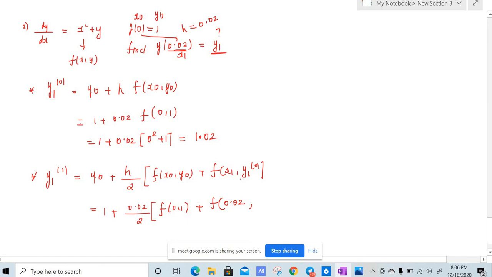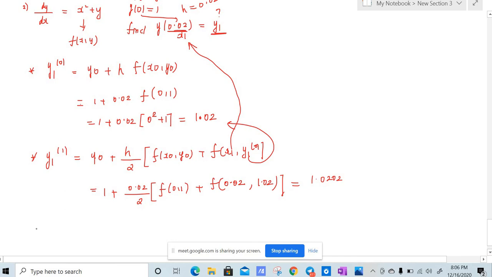0.02 comma y1 of 0 is 1.02, right? So this is the value here, and this x1 is the value we need to find. So again you can use a calculator. So this value will be 1.0202, right? Now we'll go on to y1 of 2.